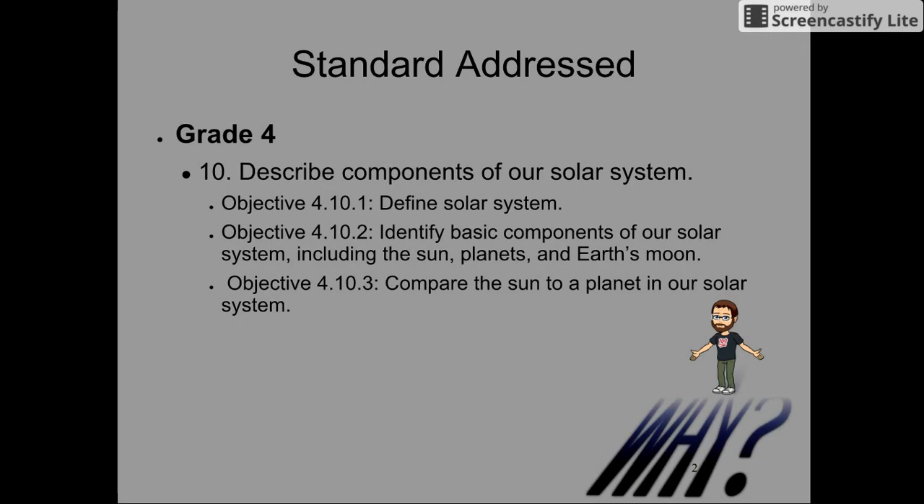First of all, the standards we are addressing, I pulled these from the Alabama State Standards. This is grade 4. And these are the 3 objectives that we're going to do today. We're going to talk about the solar system, identify major components of our solar system, including the sun, planets, and satellites. And then finally, we're going to compare the sun to the planets in our solar system.